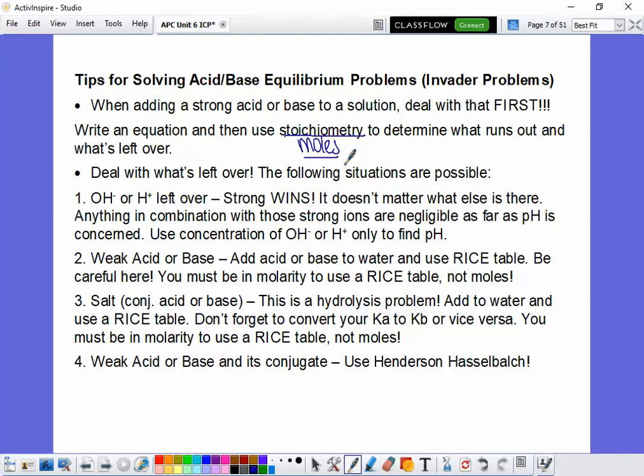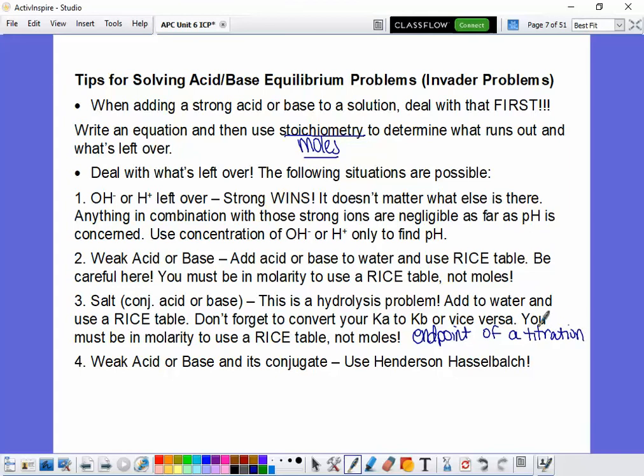Scenario 3 is everyone's absolute favorite scenario. People don't like scenario 3. Scenario 3, it's the most involved one. However, scenario 3 occurs at one of the most important parts of a titration. What part do you think that is? The equivalence point. Scenario 3 occurs at the end point or the equivalence point of a titration. So it's important to know how to do scenario 3.